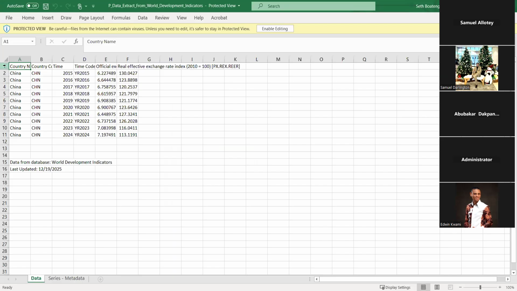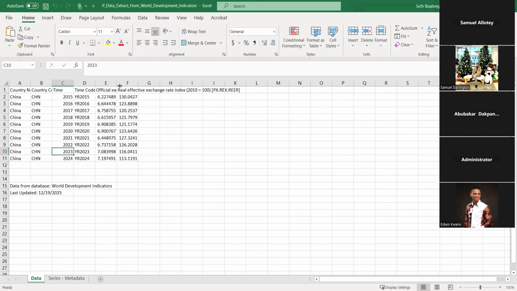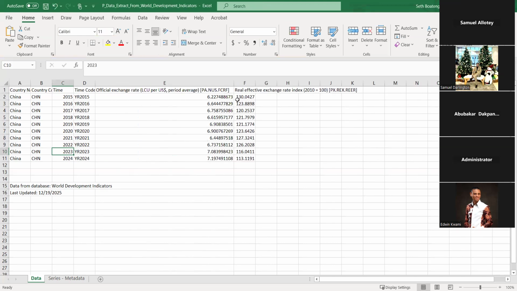So this is the data I downloaded for China, which was 2015 to 2024. This is just a short time series data, which was 10 years. And I downloaded for two indicators, which is real effective exchange rate, and then for US local currency period, and also 2010 rate index. So I downloaded for two. So this is the data I downloaded.